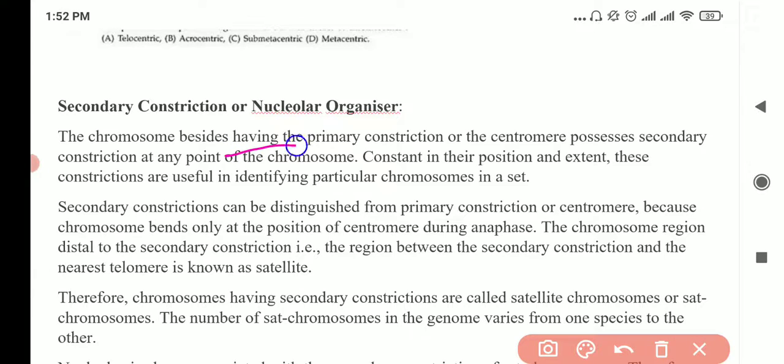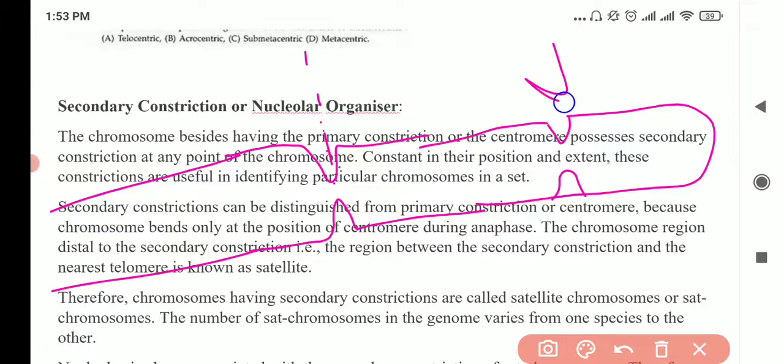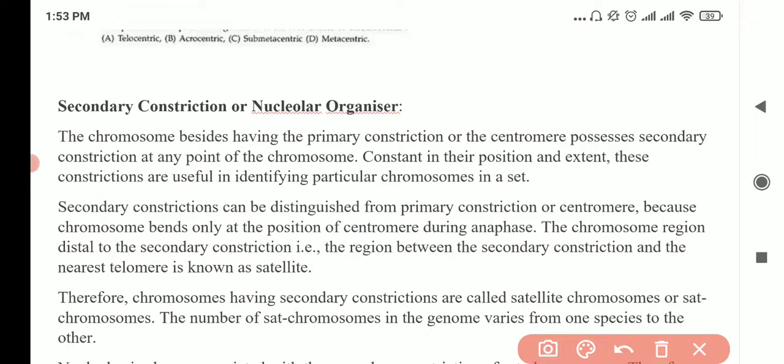Okay, let's say this is your centromere in between, and then the spindle fiber will attach from here. Then maybe in another part you have another constriction like this, and then the rest of your chromosome, and then from the other side. Okay, so this could be your secondary constriction. Let's see what they've written there.